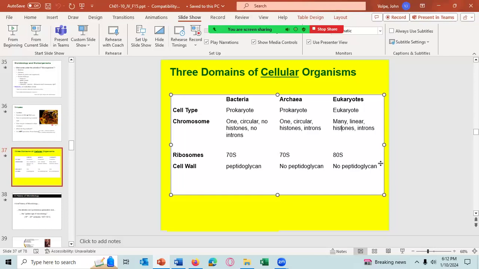The archaea is a little bit in between. It usually has one circular chromosome, but on that chromosome, it does have histone proteins. When we look at the ribosomes, we find the bacteria and the archaea have ribosomes of 70S in size. The eukaryotes have a little bit larger ribosome, 80S in size. The bacteria have peptidoglycan in their cell wall. The archaea and the eukaryotes have no peptidoglycan in their cell wall.